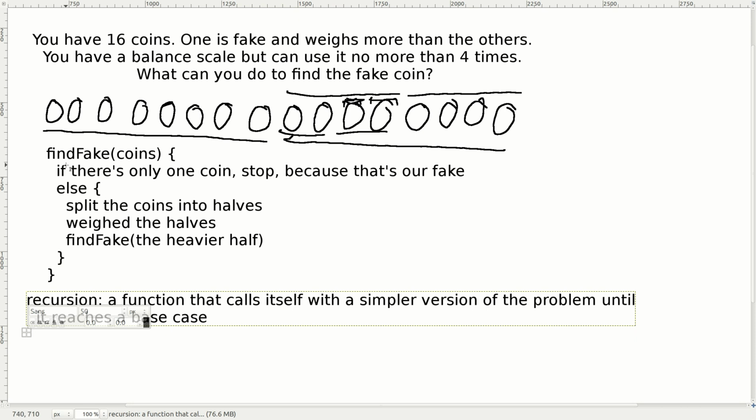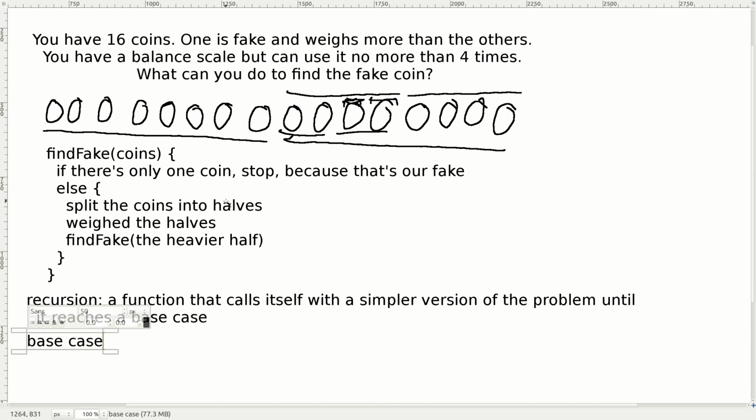A base case is like our situation here at the top. We knew we could stop because we already had the answer right away. There was no more work that needed to be done. We did not need to split that one coin in half and weigh those halves. We knew we were done.